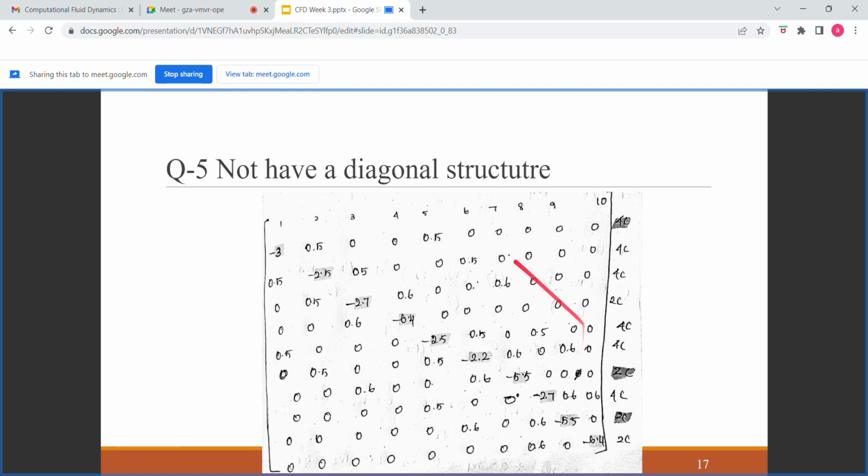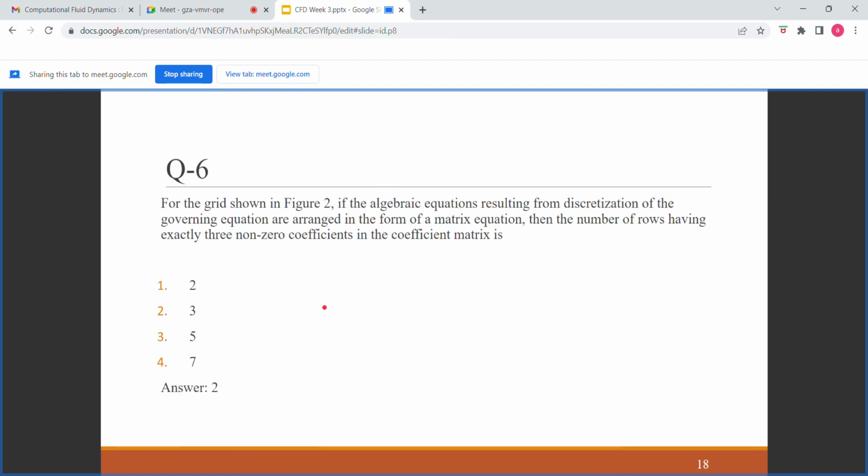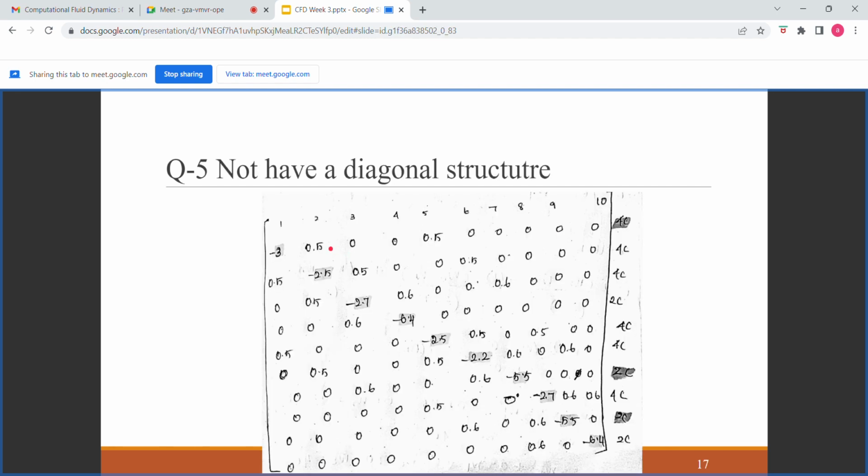So basically this is the coefficient matrix. The question asks for the number of rows having exactly 3 non-zero coefficients. If we count, in row 1 we have 3 coefficients, that is -3.5 and 0.5. In row 2 there are more than 3 non-zero coefficients. In row 3 it is more than 3, almost 4. In row 4 it is less than 3, only 2. In row 5 it is 4, and in row 6 also it is more than 3.